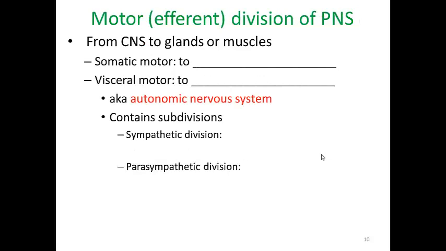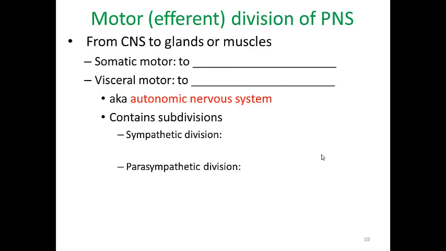So the other component of the peripheral nervous system was the motor or efferent division. That's when we would send signals to glands or muscles. Again, somatic means of the body, but not the guts. So in this case, we're going to be sending signals to things like our skeletal muscle, right? Whereas with the visceral motor division, we're going to be sending signals to things like our cardiac muscle, our smooth muscle, and our glands. The somatic motor division is a voluntary division, whereas the visceral motor division is involuntary.